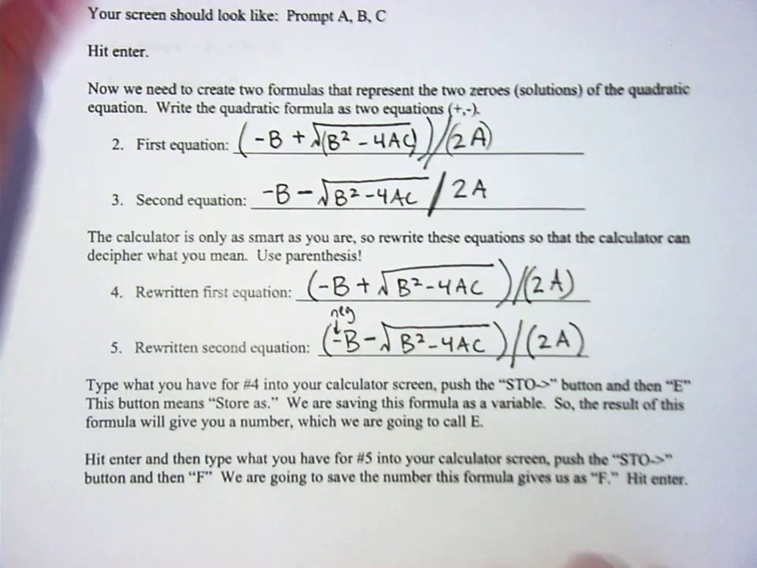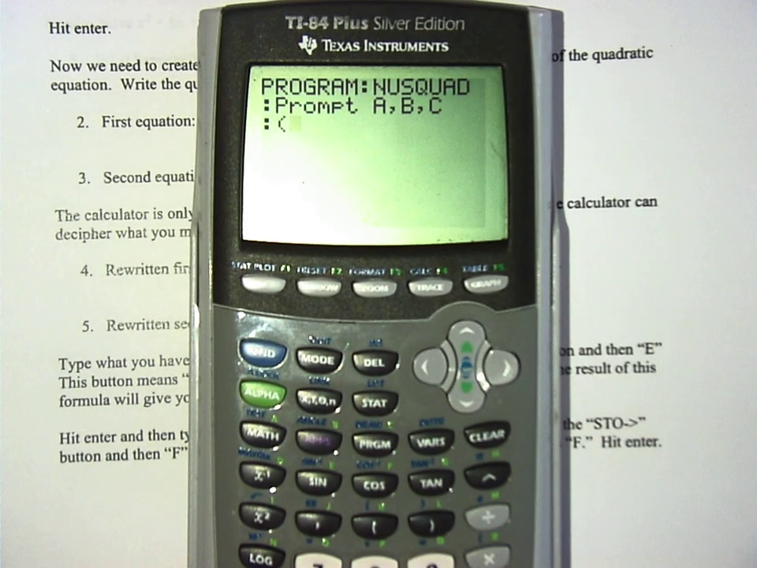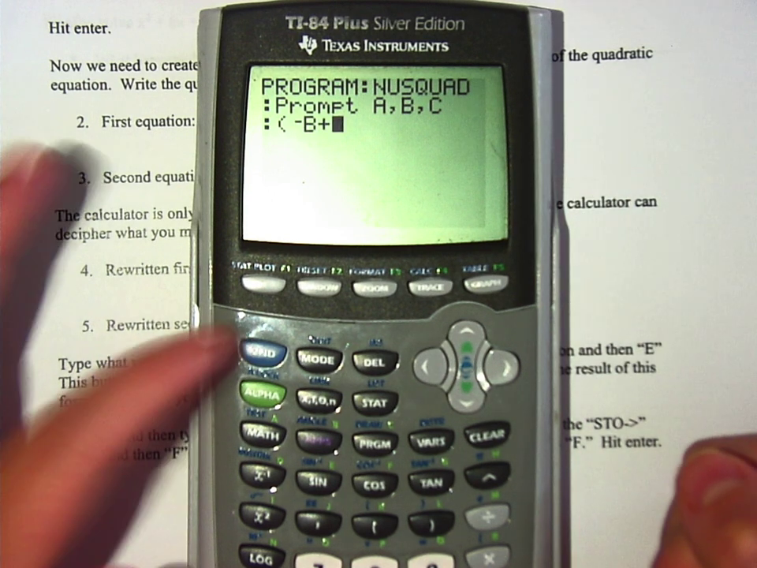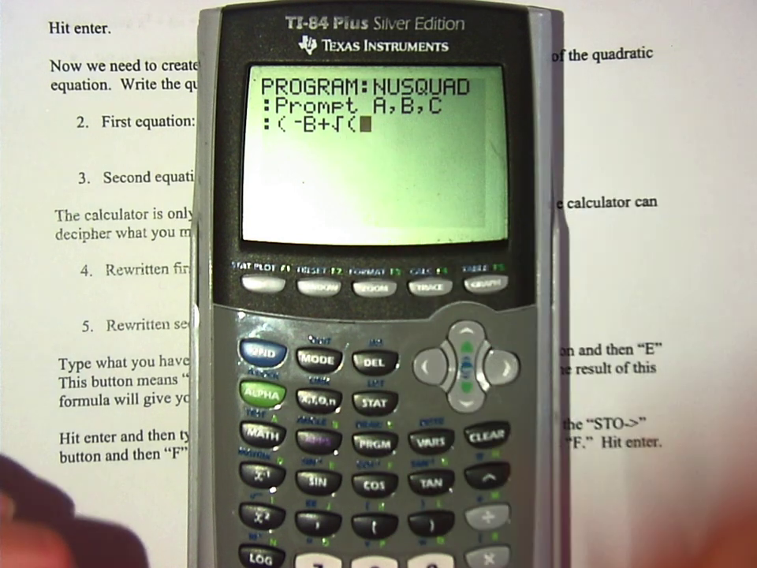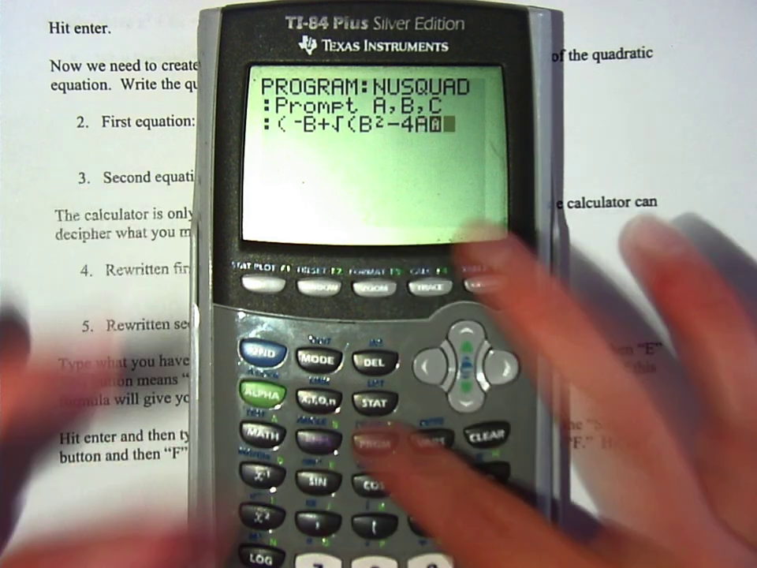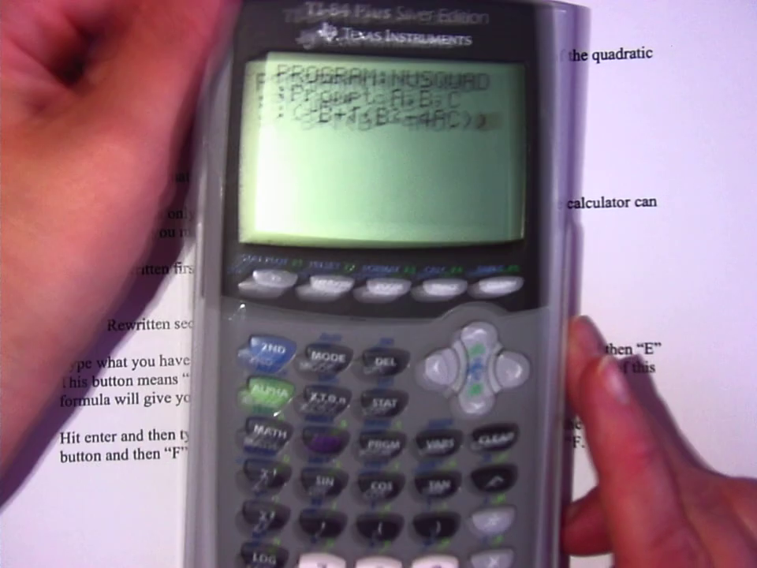Okay? All right, so here we go. Parentheses. Negative, alpha b. If you get behind, that's fine. You should be typing right now. Plus a square root of b squared. Do you guys see how it already put the parenthesis under there for me? B squared minus 4 alpha a alpha c, parentheses. So we're going to need two sets of parentheses.